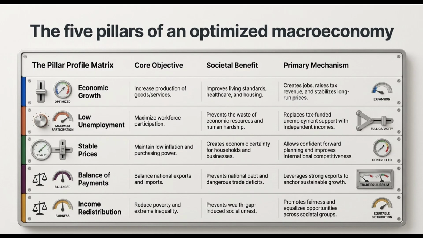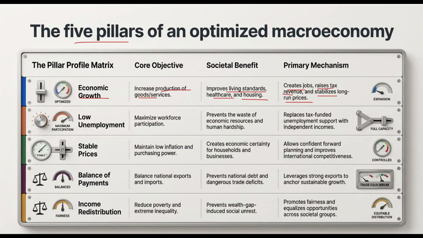Now we have to check the five pillars. The five pillars of macroeconomics. So there are five major goals of macroeconomic policy. First one is economic growth. What is economic growth? The core objective is to increase the production of goods and services. And the benefits are improving living standards, healthcare, and housing. So it creates jobs, raises tax revenues, and stabilizes long-run prices. And this is how they provide these benefits.